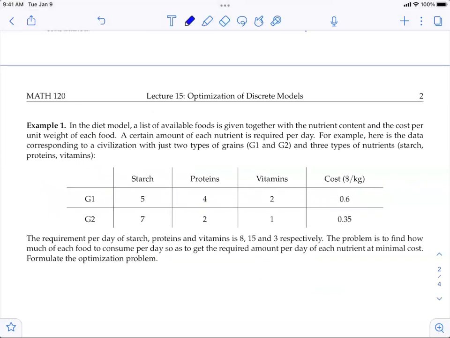All right, so let's take a look at the first example here. In this example, we have the diet model. A list of available foods is given together with the nutrition content and the cost per unit weight of each food.